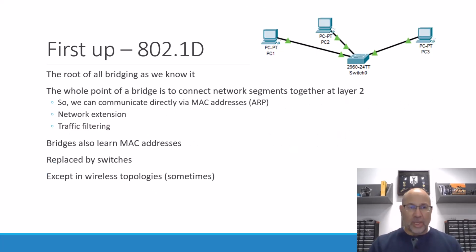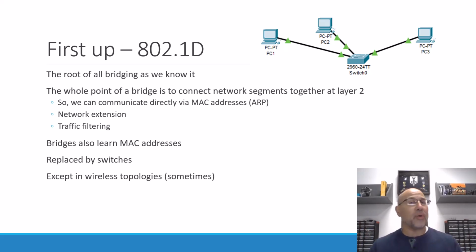Now, first up, we have the root of all bridging as we know it, and that is the IEEE, the Institute of Electrical and Electronics Engineers standard 802.1D. Today we use 802.1Q, but 802.1D is where it all started, and this is the definition of store and forward bridging. So the whole point of a network bridge is to connect segments together.